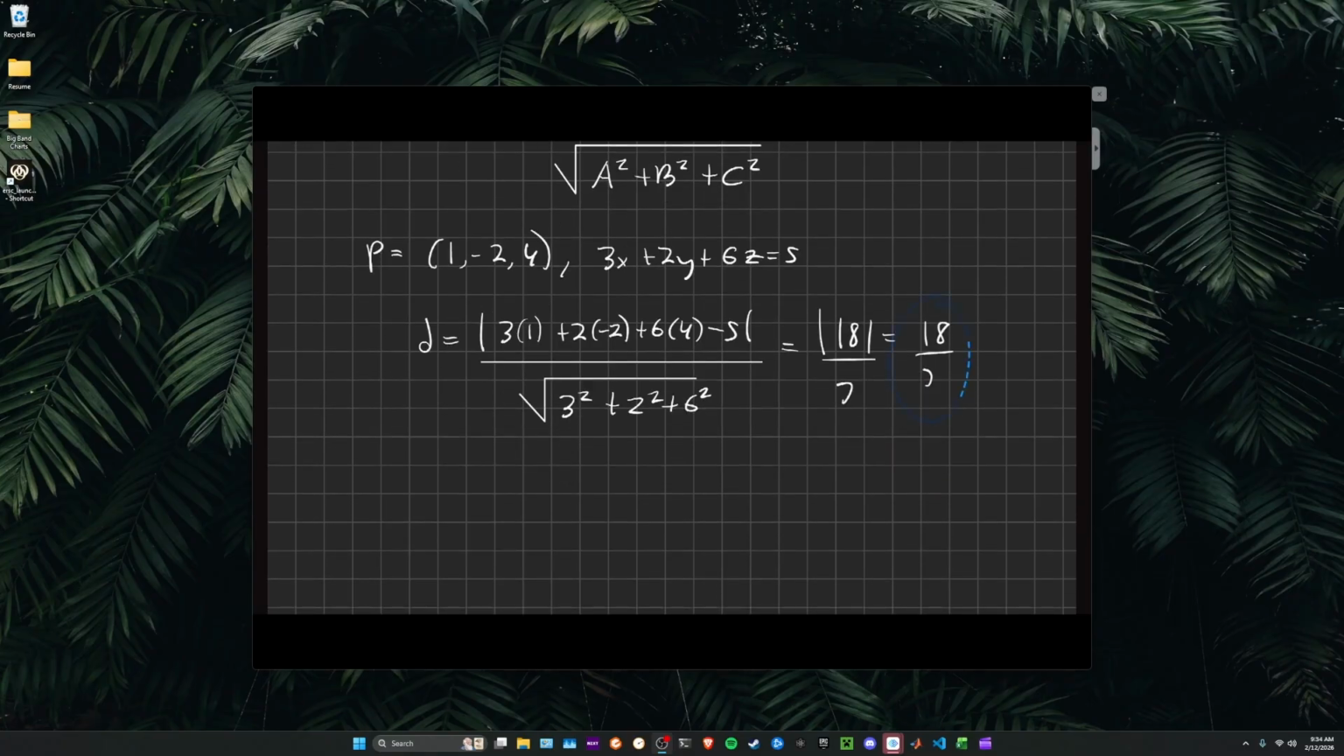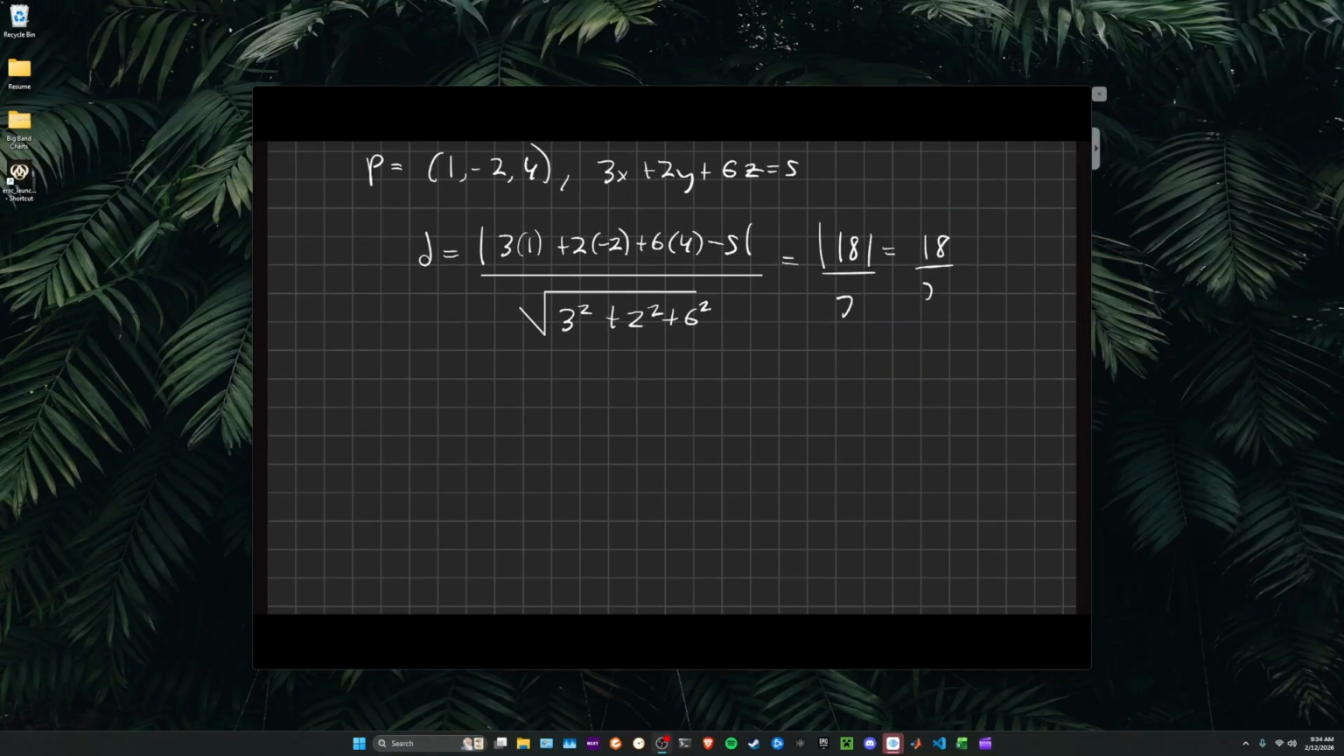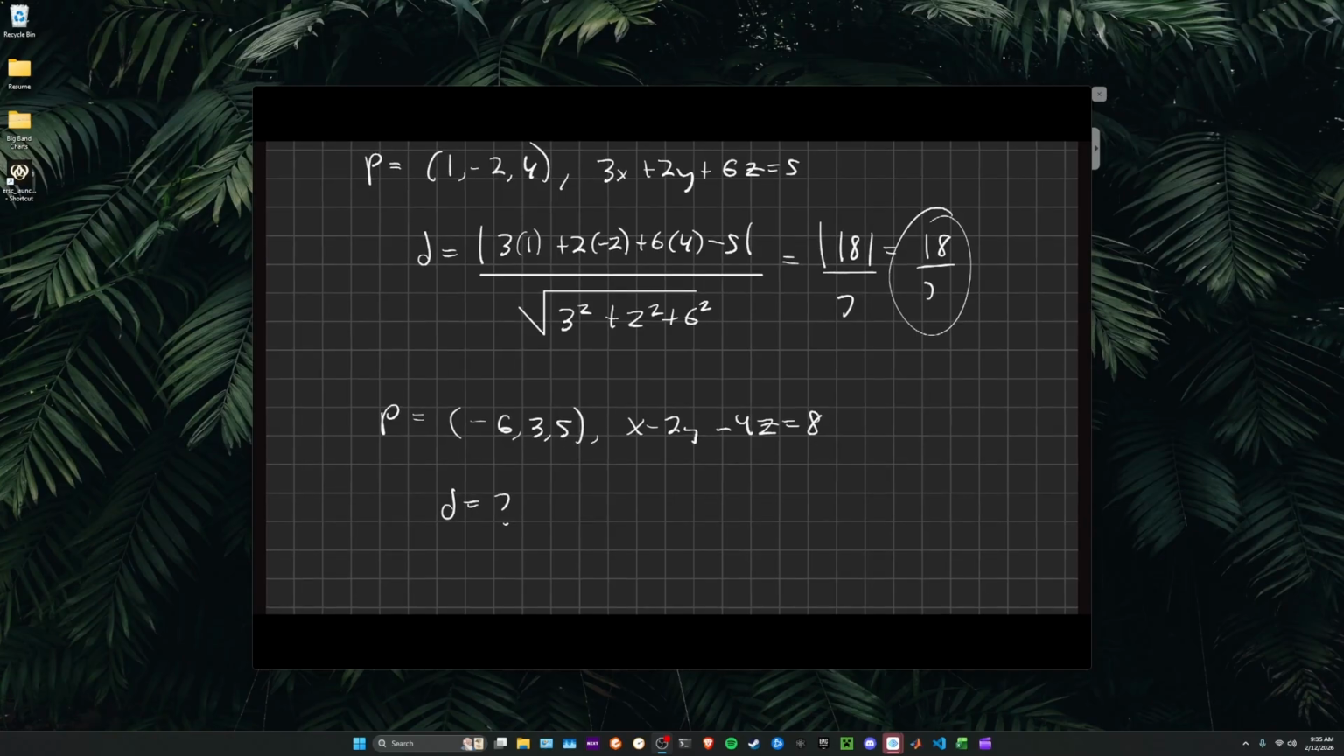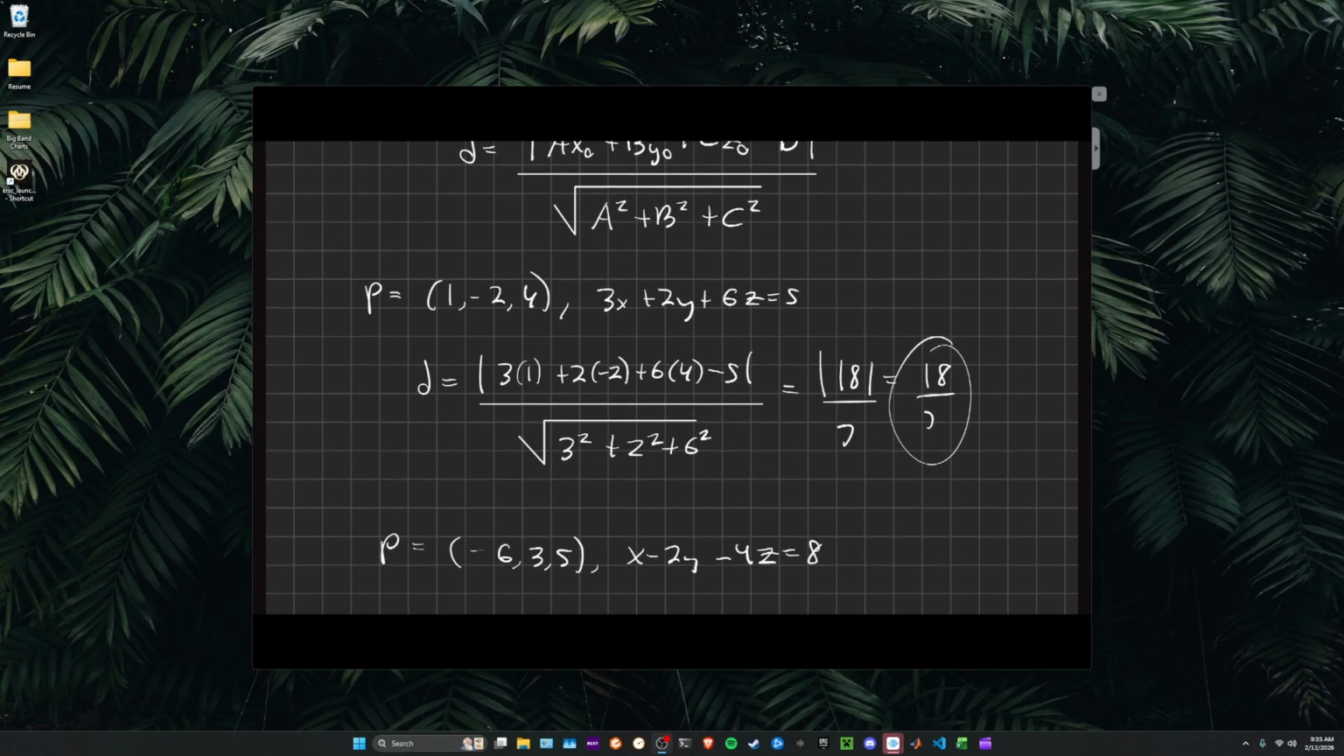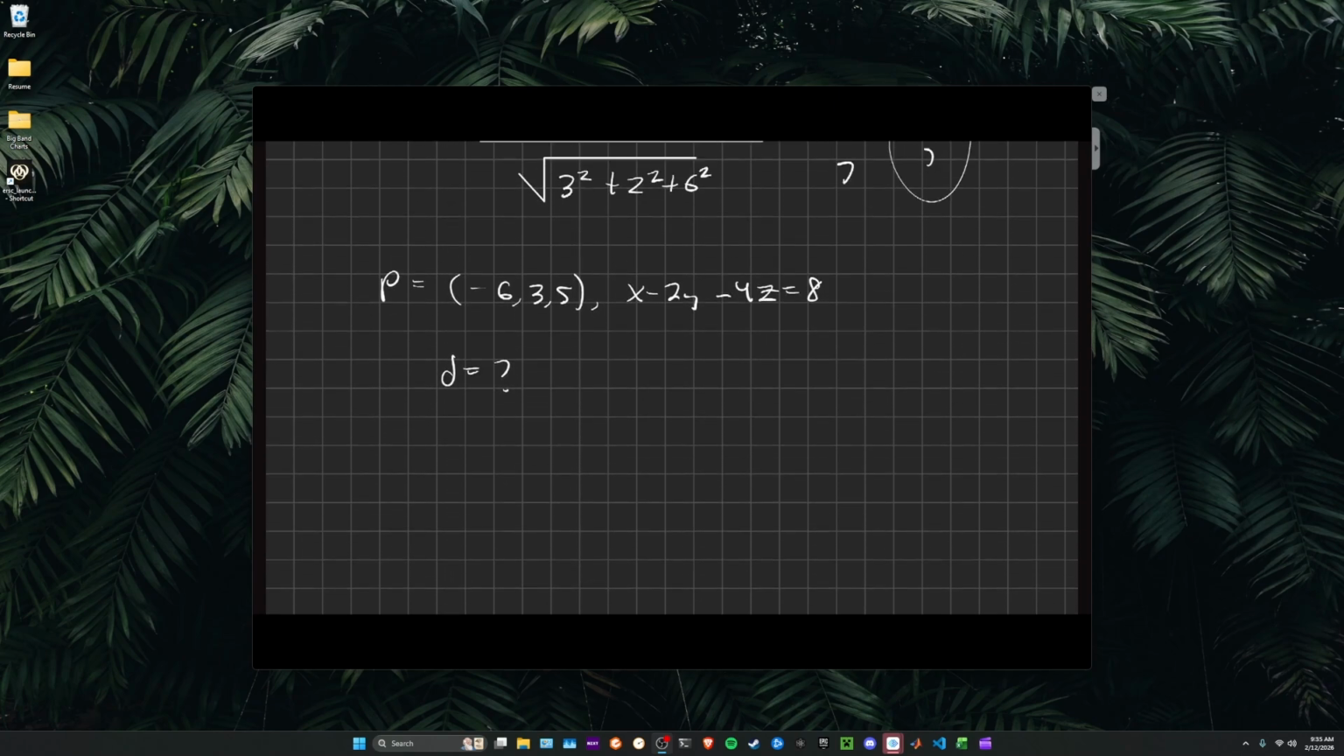And I'll leave 72 to you. This would just be redundant. So this is the point negative 6, 3, 5, and they give us a plane x minus 2y minus 4z equals 8. So try to find out what this distance is between the point and the plane using this formula. Just do what we just did. Just plug this in. You should try to get something like 40 over square root of 21 or some other simplification of that.